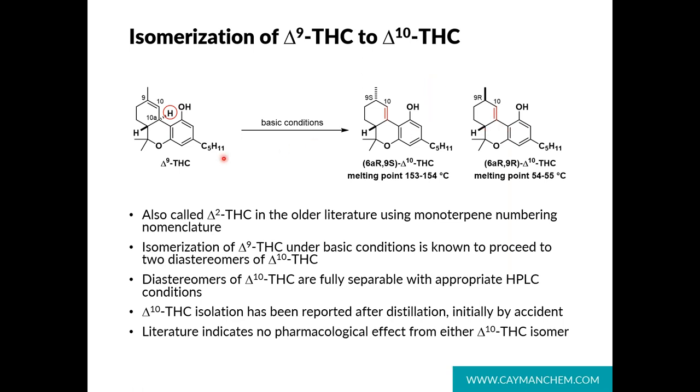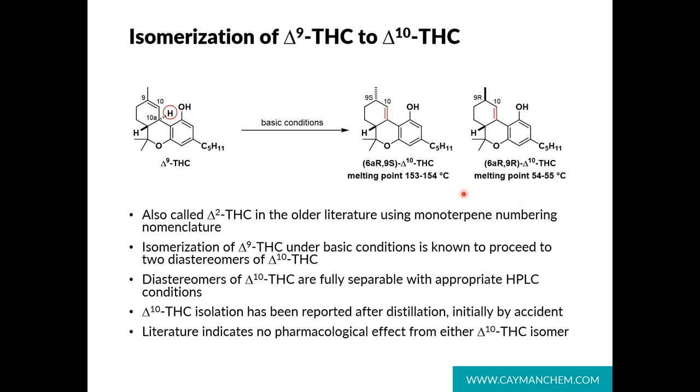Delta-9 THC is known to isomerize under basic conditions as the relative acidity of the C10A hydrogen increases, as it's both benzylic relative to the resorcinol and allylic to the C9 olefin. Isomerization to delta-10 THC provides two diastereomers, which are separable by chromatography. The literature indicates that both delta-10 diastereomers are inactive for psychoactivity.